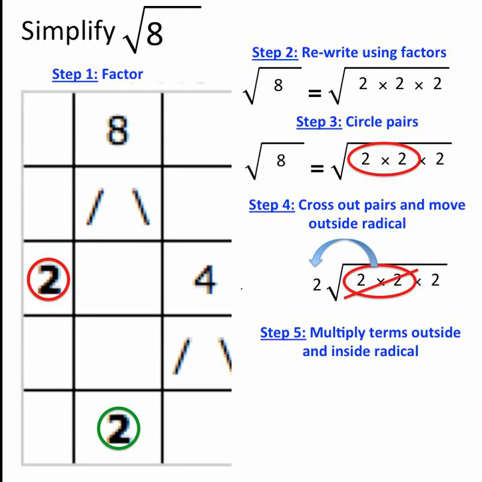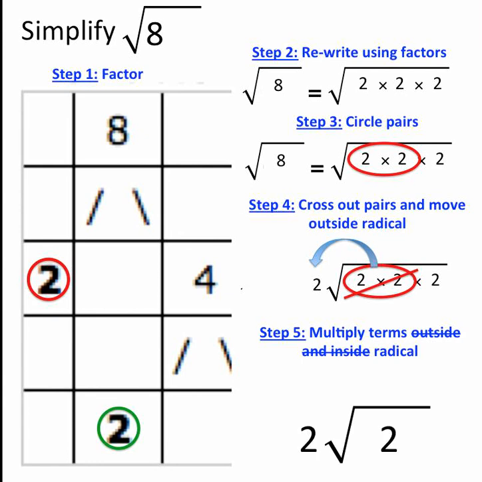But for this example, I don't have to do that, because outside the radical, I just have a 2. There's nothing to multiply it by. Inside the radical, I just have a 2. There's nothing to multiply it by because that other pair of 2's I've already crossed out.